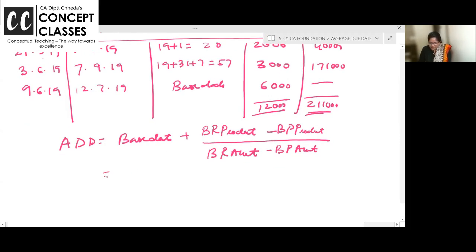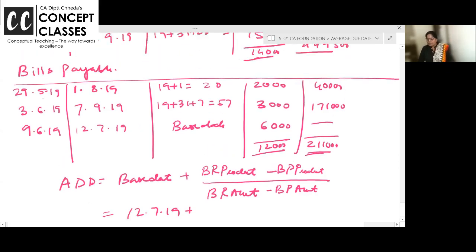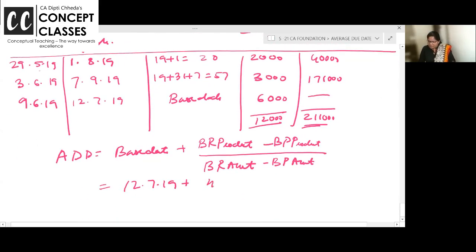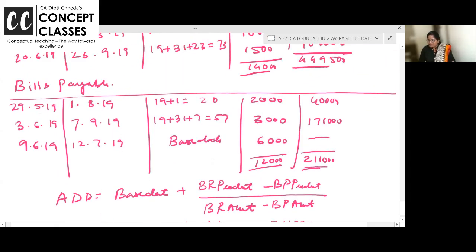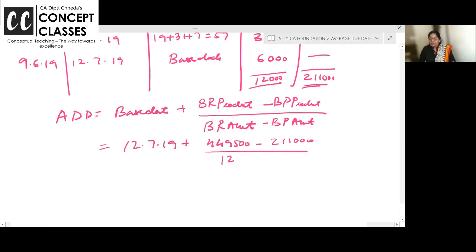So what is the base date you all are taking? 12th of July. Bills receivable product is 449,500. Bills payable product is 2,11,000. Bills receivable is 14,000 and bills payable is 12,000. So on the due date, you pay me 2,000. I have to receive 14, I have to pay you 12. You pay me 2,000, done.